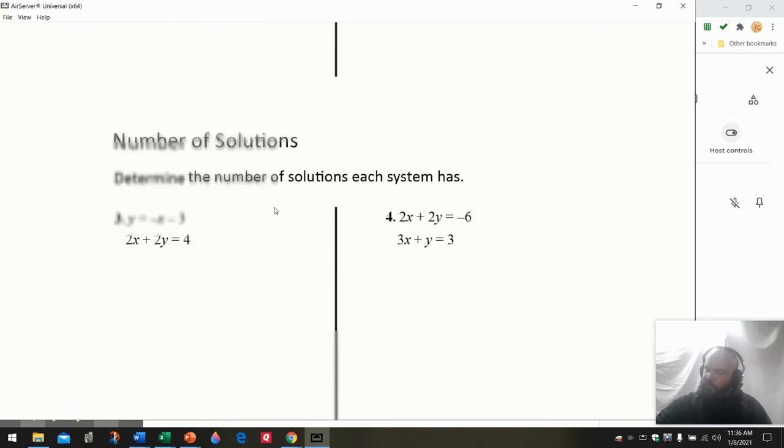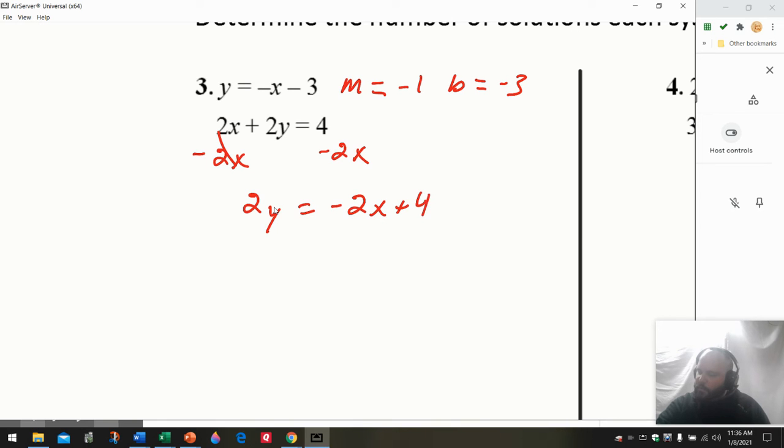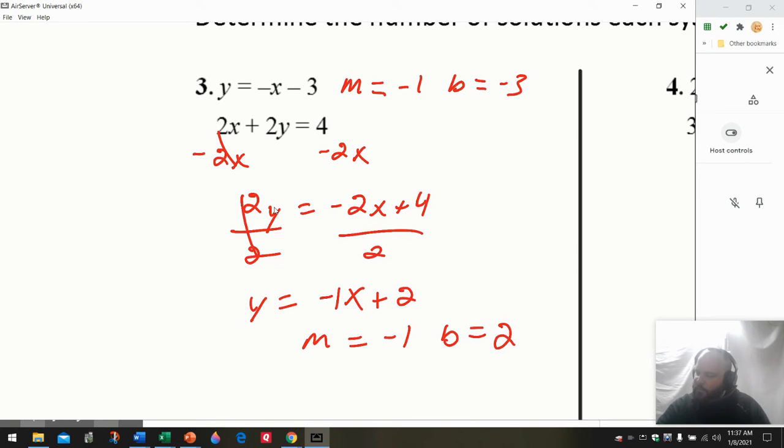Okay, 2 more. This is number 3. Same idea here. The first one is in slope-intercept form, so m is going to be -1 and b is going to be -3. Now this one we do need to get into slope-intercept form. So I'm going to have 2y is equal to -2x plus 4. And I'm going to divide everything by 2. I'm going to get y equals -1x plus 2.